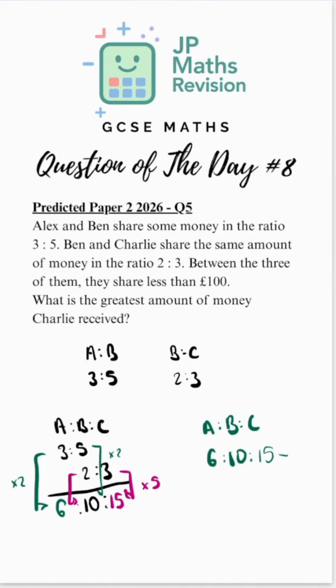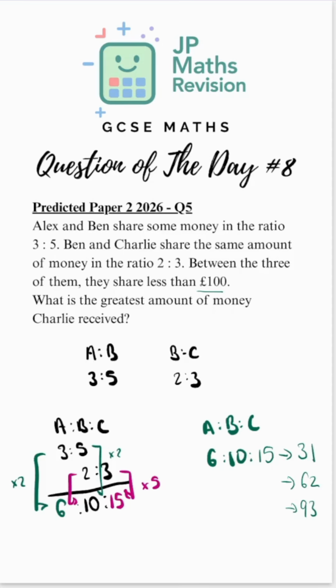So what I can do is I can add all the parts of the ratio, so 6 plus 10 is 16, plus 15 is 31. So that tells us that the total amount of money shared is some multiple of 31. So they could have shared £31, they could have shared £62, they could have shared £93, and so on and so forth. But the largest number that is less than 100 is going to be £93.